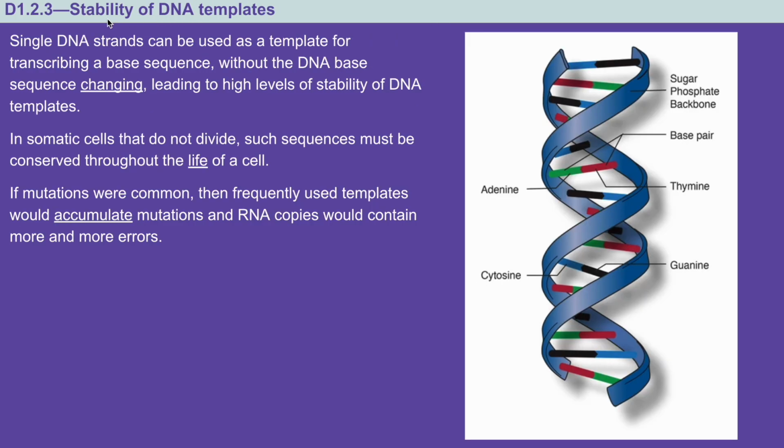DNA is incredibly stable. This is why DNA has lasted as the genetic material in all living things. These mRNA copies can be made an unlimited number of times without the DNA base sequence changing. In somatic cells, those body cells that don't divide, such sequences are conserved through the life of a cell. And so your DNA is there for the entire life of the cell, and just mRNA copies are made as needed of certain genes. If mutations were common, then frequently used templates would accumulate mutations and RNA copies would contain more and more errors. But mutations are incredibly rare.